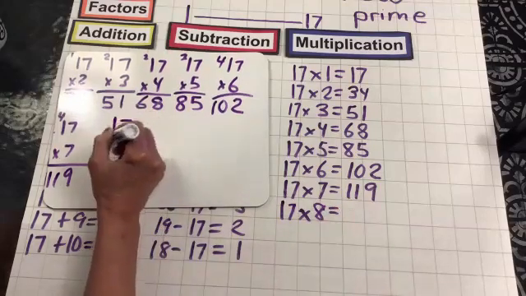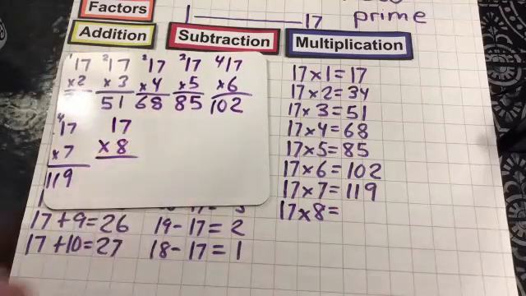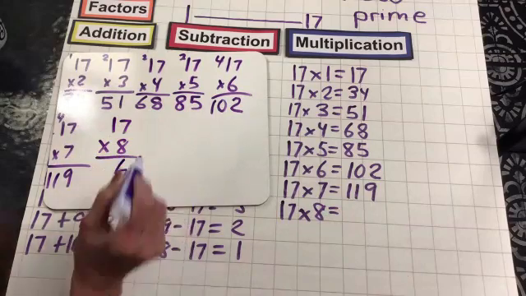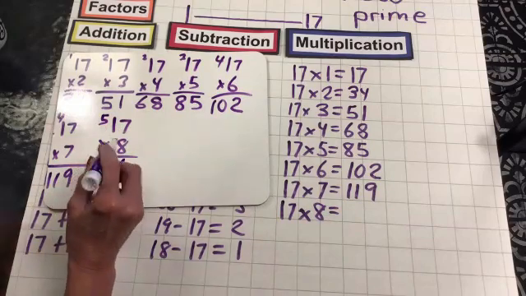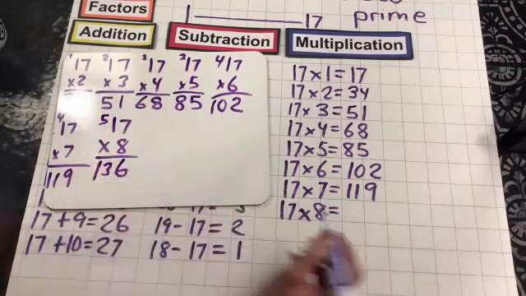Okay, 17 times 8. 8 times 7 is 56. Drop the 6, carry the 5. 8 times 1 is 8 plus 5 is 13.